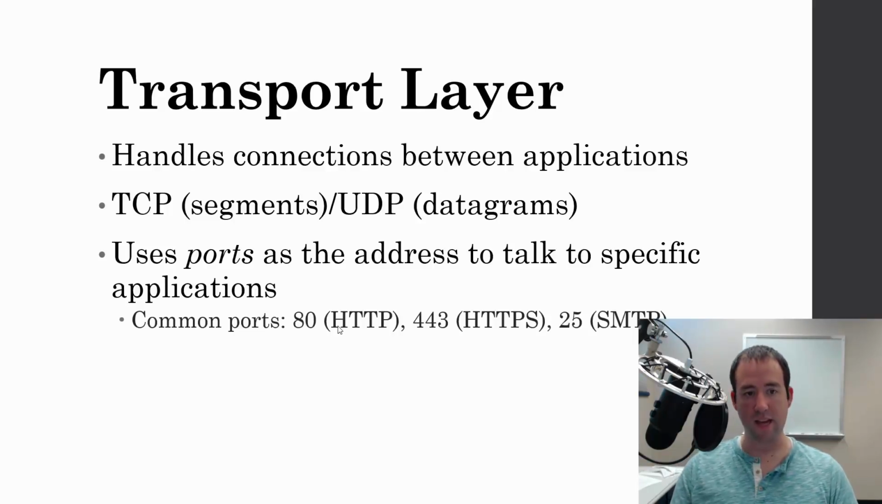And the address used in the transport layer is a port. So different applications use different ports. For example, HTTP by default and by convention uses port 80. Now you can configure a web server like Apache or Nginx or any web server to use a different port, but by default HTTP is going to be using port 80. HTTPS uses port 443 and SMTP uses port 25. Those are the addresses for each application at the transport layer.